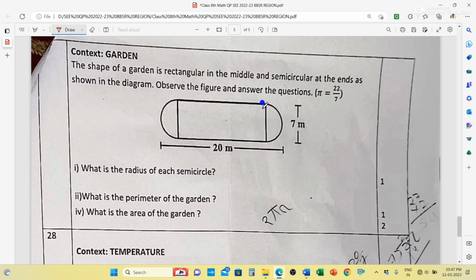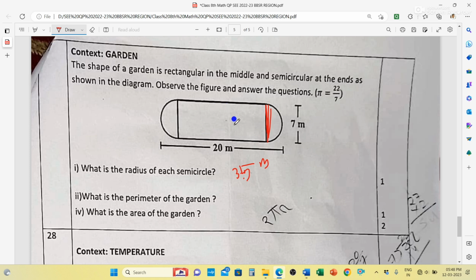Here you can see the diameter of the semicircle is 7 meters. So the radius will be half of the diameter. It will be 3.5 meters. Okay, because you can see here the diameter is 7 meters, so the radius will be half of 7 meters. So 3.5 meters. What is the perimeter of the garden?